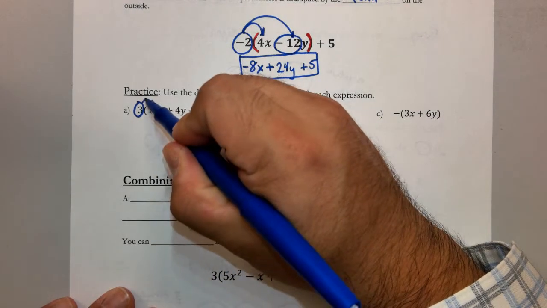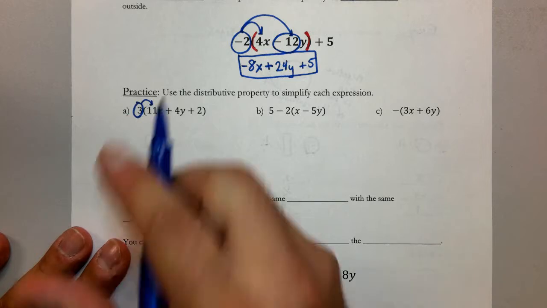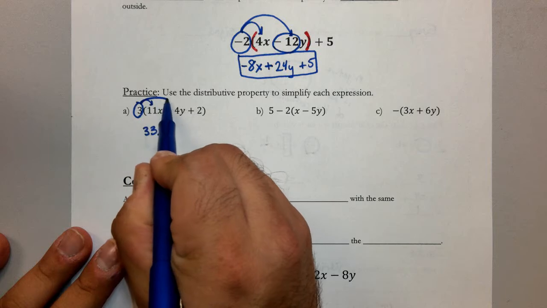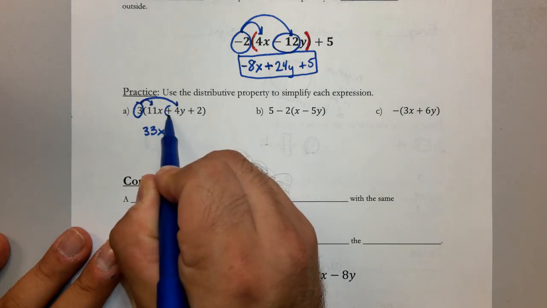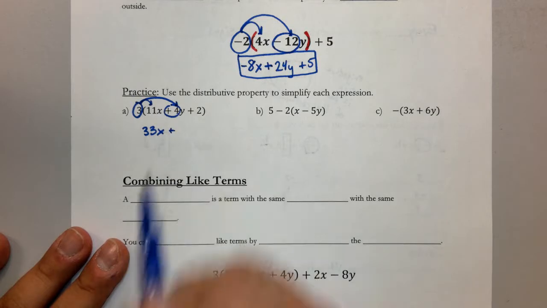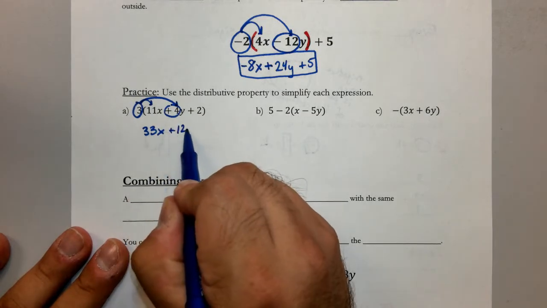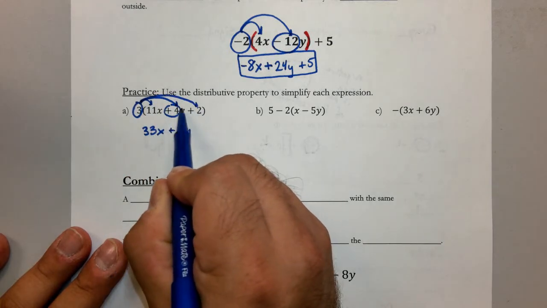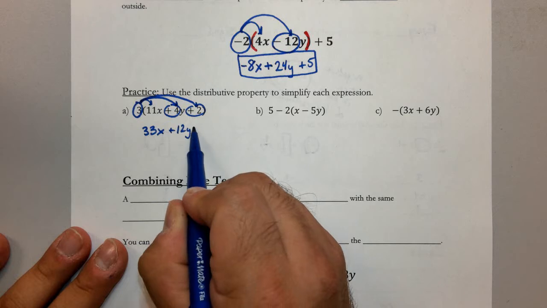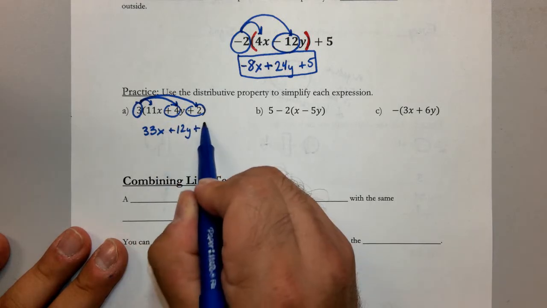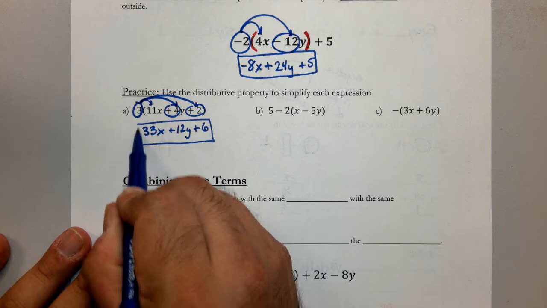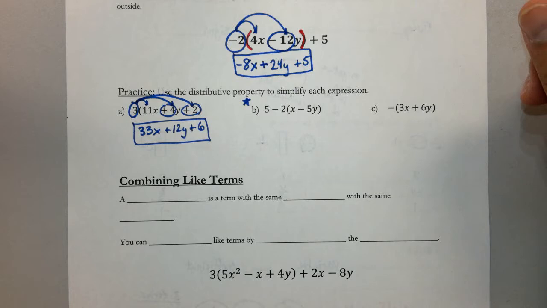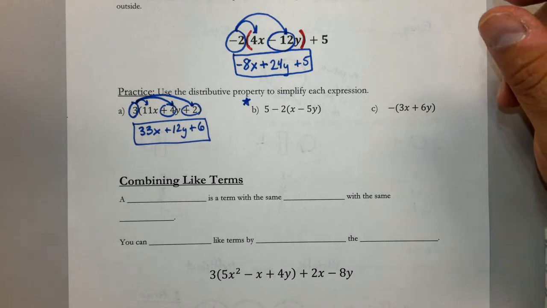So right now, I am going to distribute 3 to 11x. So it's 3 times 11, that's 33x. And then I'm going to distribute 3 to the 4y. Now remember, that is a positive 4, so that's going to stay positive, and 3 times 4 is 12, so it's 12y. And then 3 to this positive 2. Positive times positive stays positive, so 3 times 2 is 6, and you're done. That one's pretty straightforward, but B, and we'll see C, are a little bit more concerning.